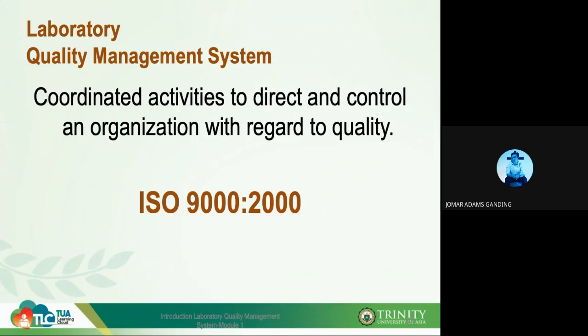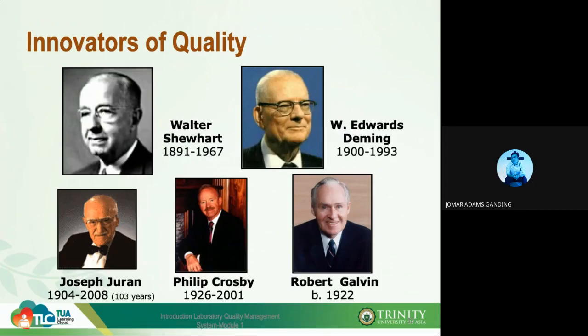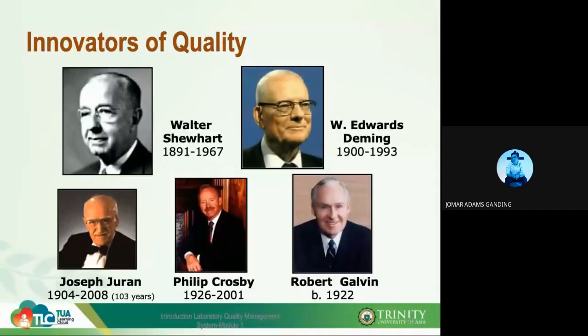So quality is actually not a new thing anymore, because these innovators of quality started in the 1920s. These people, Walter Shewhart, W. Edwards Deming, Joseph Juran, Philip Crosby, and even Robert Galvin, were able to innovate and propose a means on how we can perform quality checking and maintain quality in our products, in all the things that we do in the laboratory, be it in manufacturing or in services. All of this is very applicable. So, a brief history.